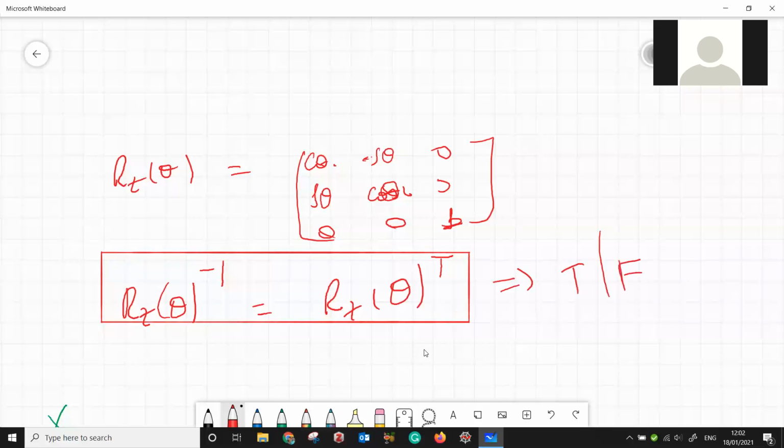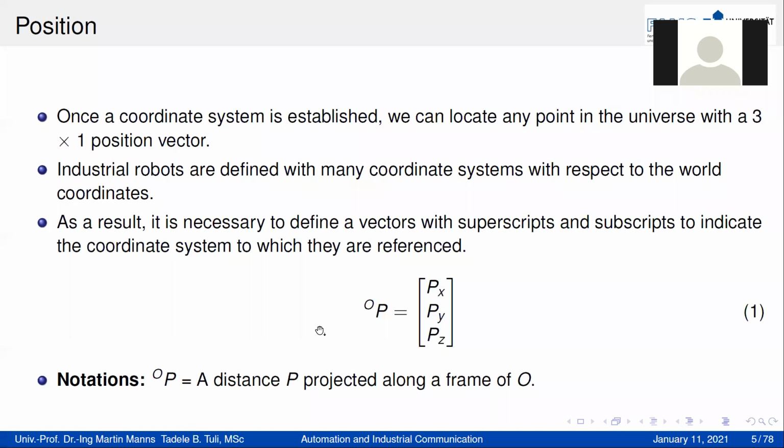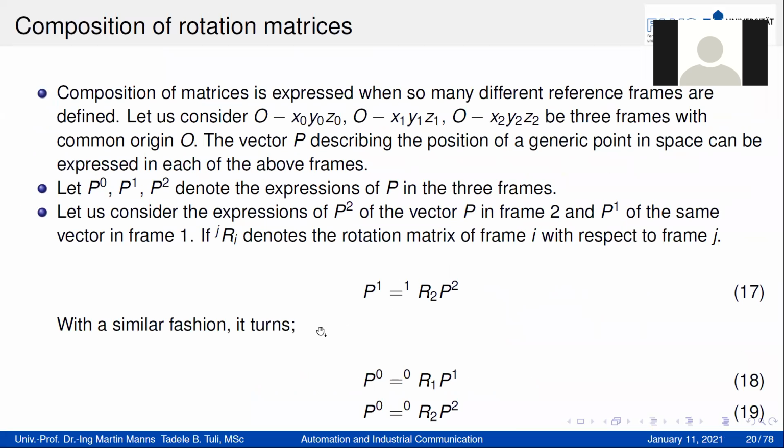True or false? This says the inverse of the rotation matrix can be equal to the transpose of the rotation matrix. It's true. How? You can prove it. Just do the inverse of the matrix and check it against the transpose. This applies for every transformation matrix. There are so many properties like this. If you are interested, you can check them.